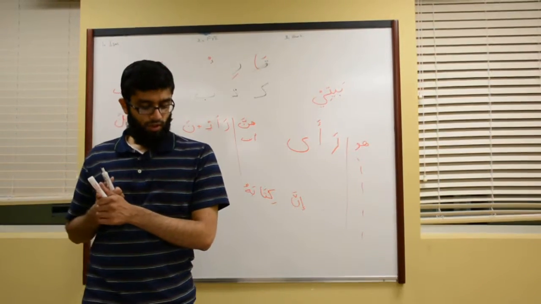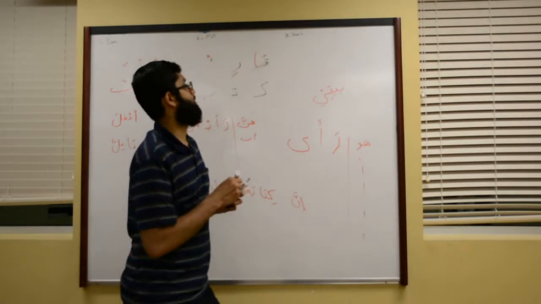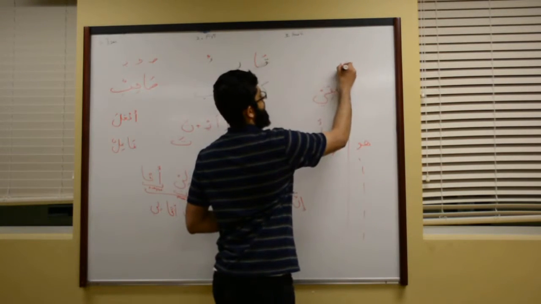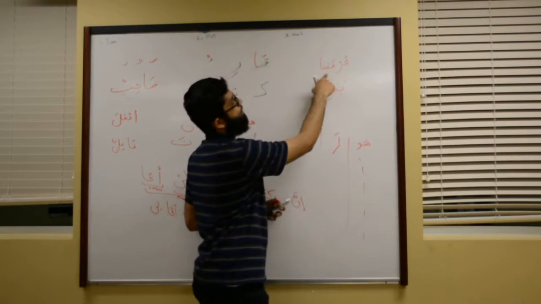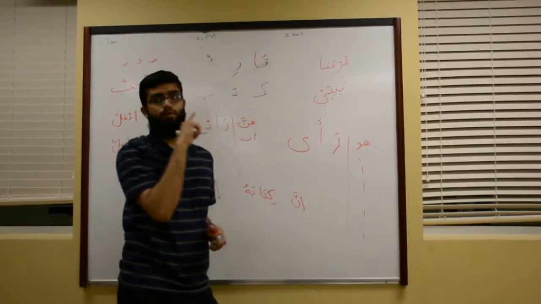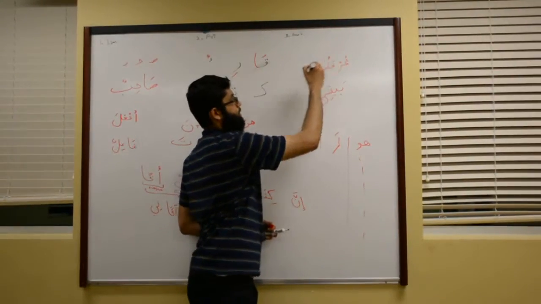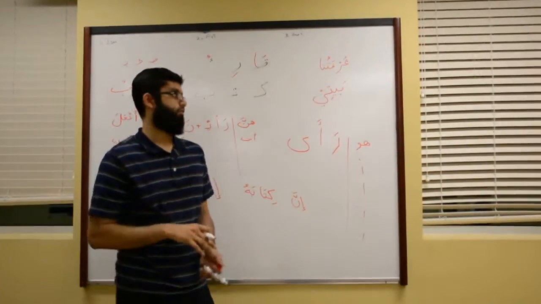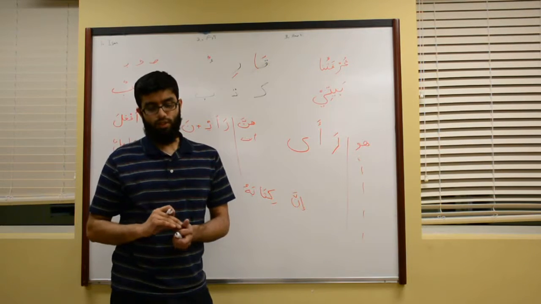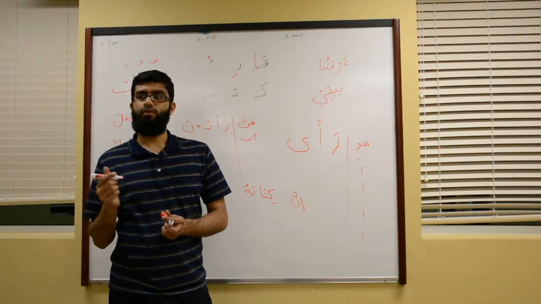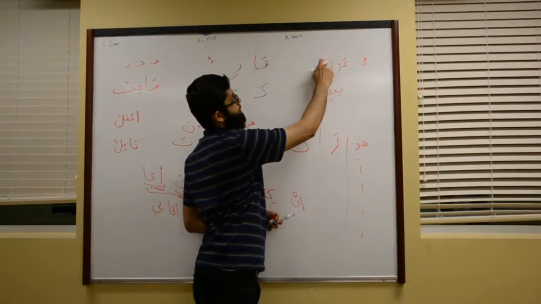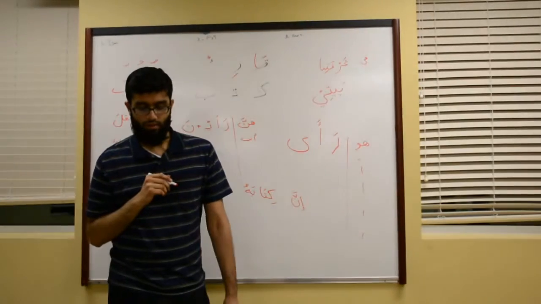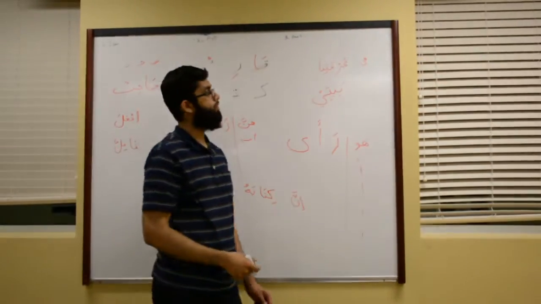Brother Nazmul, what's our room? Ghurfatuna. What's on the ta? It's a dhamma, right? Because originally it's ghurfatun, and then you just say ghurfatuna. And then say in our room, fi ghurfatina. So when you put a fi in front of it, the tu becomes ti.